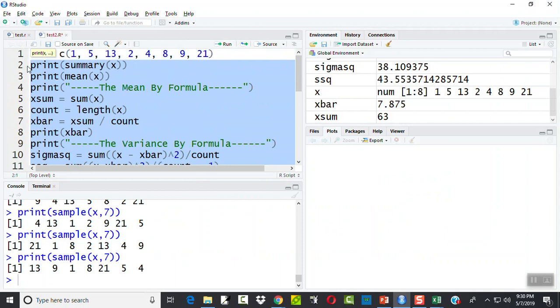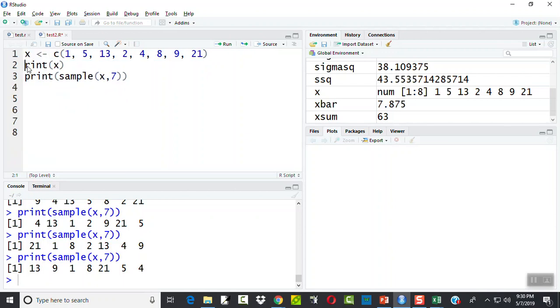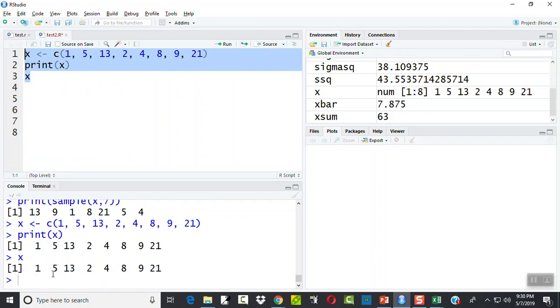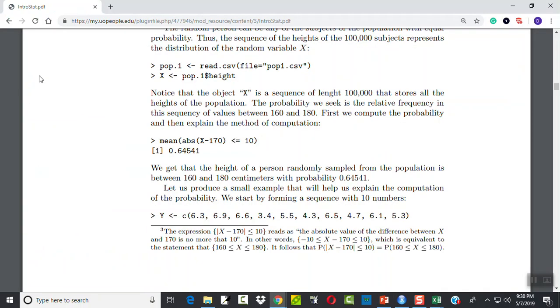Okay, get down to here. And delete that. There we go. By the way, if you just do X like that, it gives you the same thing. I just tend to put print because from a programming standpoint, it makes me feel better, but you don't have to have it. Okay, so X minus 170.